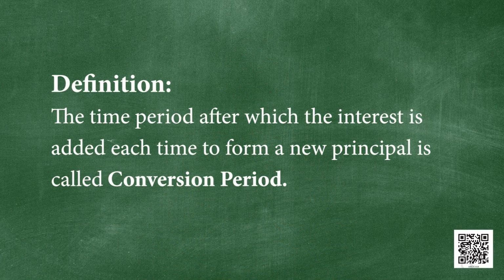So, that means we can also have the rate of interest which are compounded half yearly or quarterly. So, the time period after which the interest is added each time to form a new principal is called conversion period. Students, when the interest is compounded half yearly, there are 2 conversion periods in a year, each after every 6 months. So, now let us find what happens when the interest is compounded half yearly.